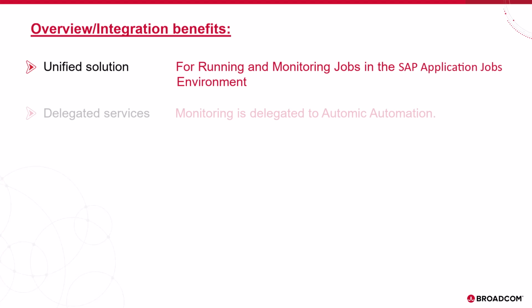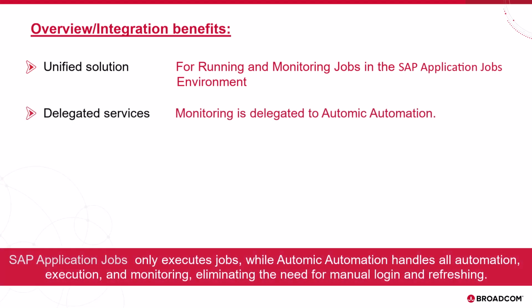SAP application jobs' role is reduced to executing the jobs. All other functions, especially those pertaining to automation, are delegated to Automic Automation. This means that we don't have to log into the SAP Application Jobs environment and keep on refreshing it by ourselves. Automic Automation manages all the execution and monitoring aspects.